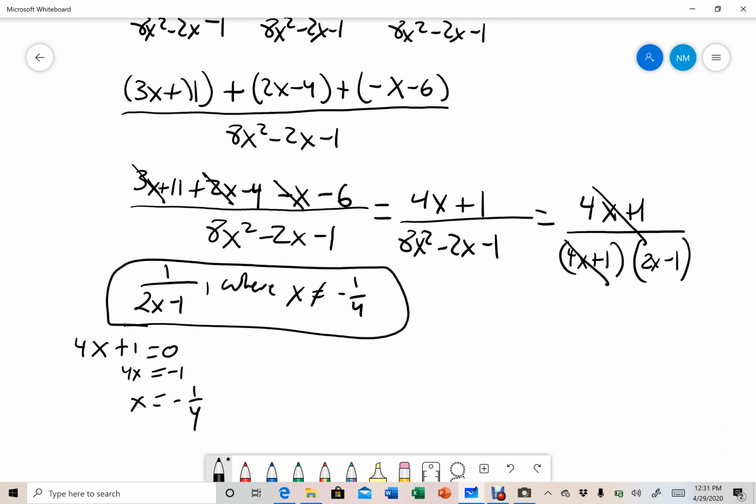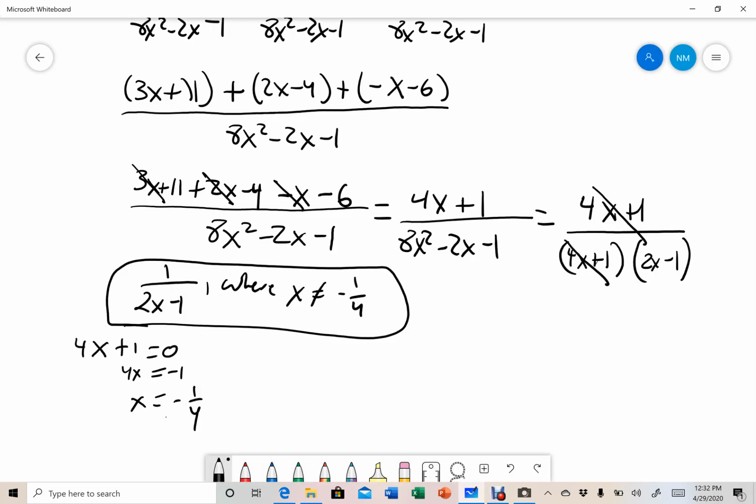Now, we also have to include our excluded values. So whatever was canceled out after factoring needs to be included in our answer as exclusions. Hopefully that is understandable. So that is the basic steps for adding these rational expressions.